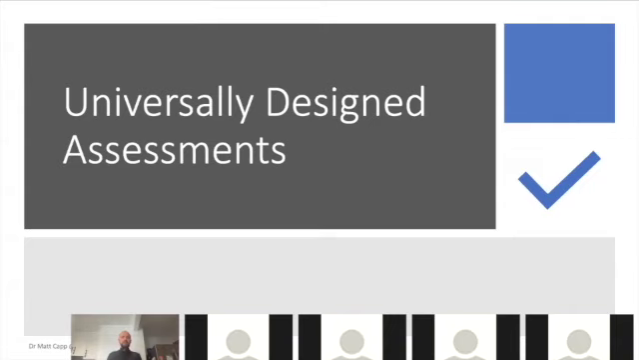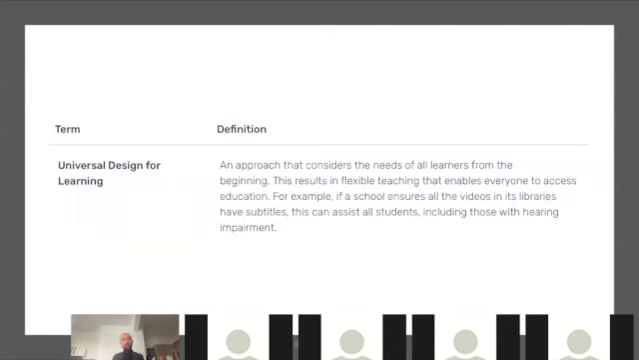So let's have a look at what the research says, and then let's have a look at how we can apply this to the Australian curriculum. And then I've got a whole lot of examples to show you from the work we've done with teachers. So this is coming back to the definition of universal design from the NCCD.